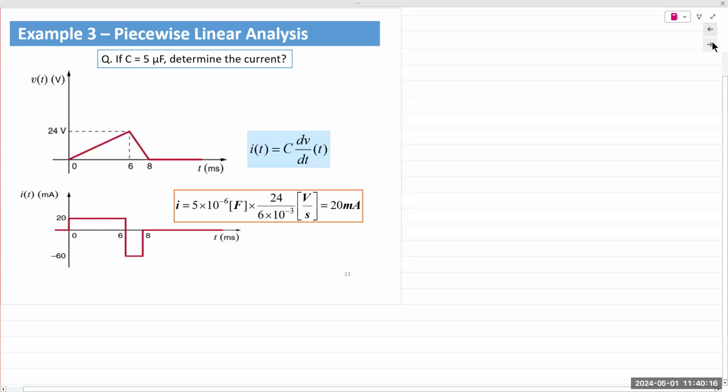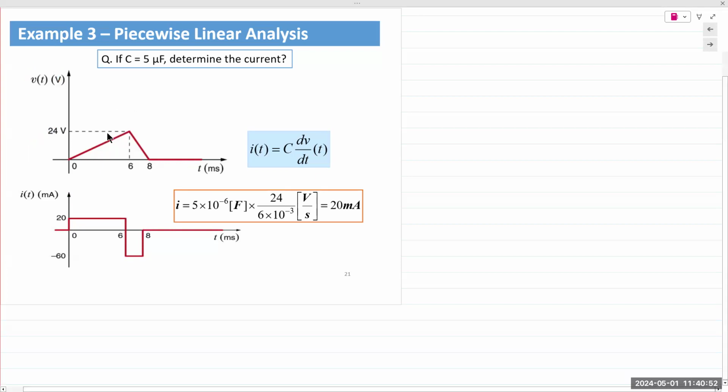So now we come to a technique known as piecewise linear analysis. In this case, there is no mathematical or analytical description of the voltage. The voltage is given to us in graphical form, a chart. The graph describes the voltage applied to a capacitor between 0 and 8 milliseconds. Time is always on the x-axis. The quantity can be voltage, power, or current. In this case, it's voltage. So voltage as a function of time is given to us.